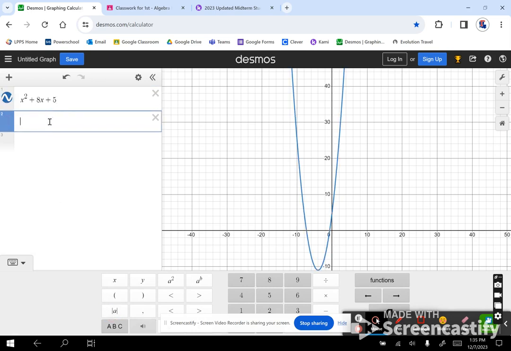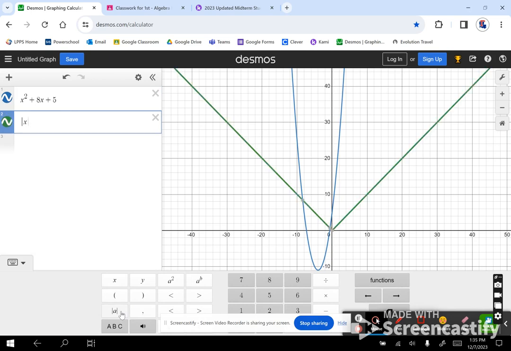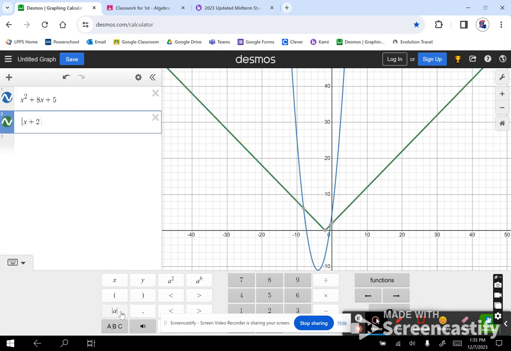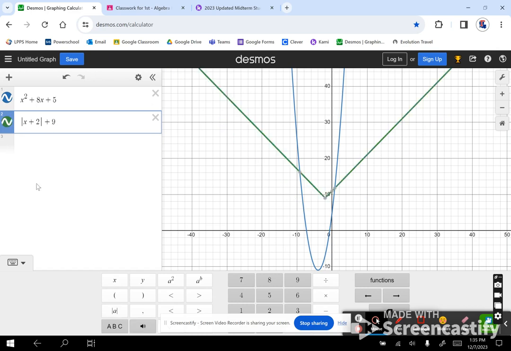Oops, I'm on the wrong line. Here we go. This button here is your absolute value. Type in x plus 2, and then outside, plus 9. Type it in just like you see here, exactly how you see it in your question, okay?